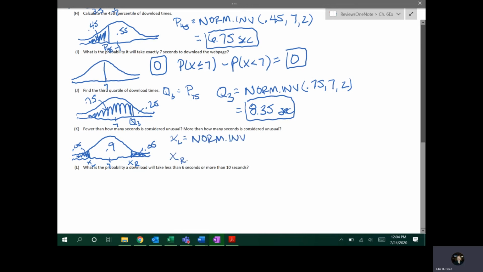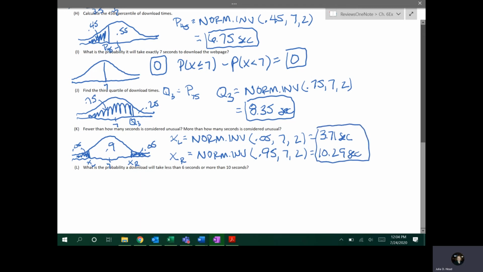In both cases we're using norm M. For XL, there's 0.05 to the left. For XR, there's 0.95. And again, you can either add the numbers or use the complement rule. We get 3.71 seconds and 10.29 seconds. And the last question.